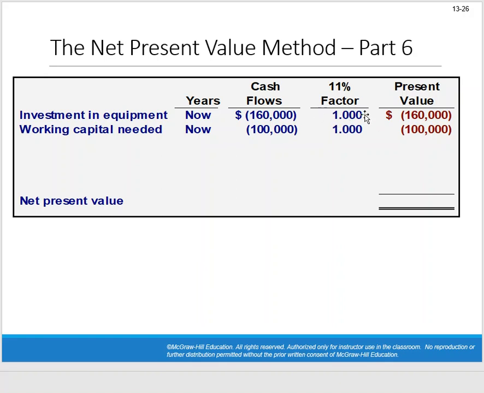So meaning it happens immediately, we don't have to discount our cash flows back to today's value because it happens today. So the present value of that $160,000 outflow is the same, $160,000. It also ties up $100,000 of working capital now, and therefore the factor is 1, and we don't have to discount it back. It's just a $100,000 outflow. But what about the rest of it?